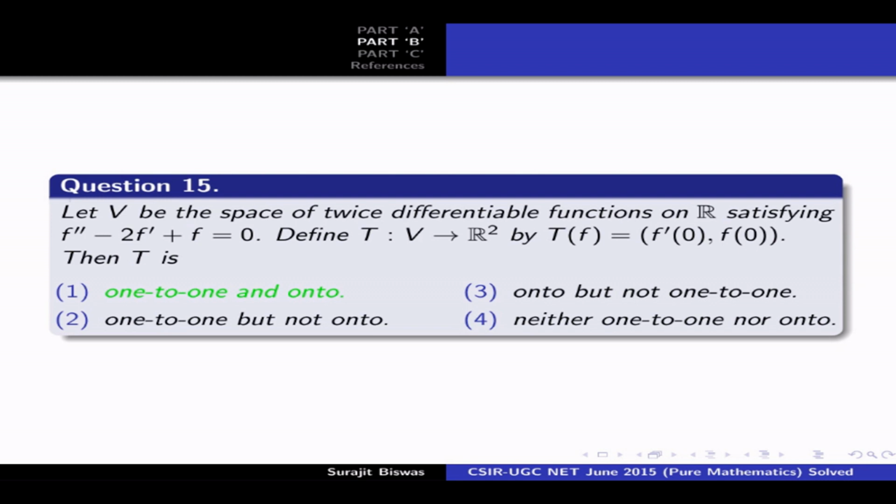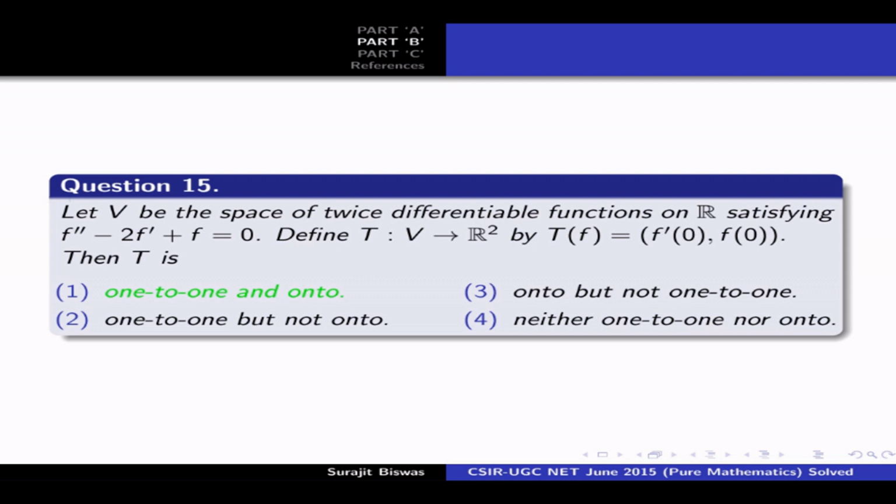Question number 15. Let V be the space of twice differentiable functions on R satisfying f'' - 2f' + f = 0. Define T from V to R^2 by T(f) = (f'(0), f(0)). Then T is, here also we have to find out whether T is 1 to 1 or onto or both, or neither. Okay, so how do we proceed here?